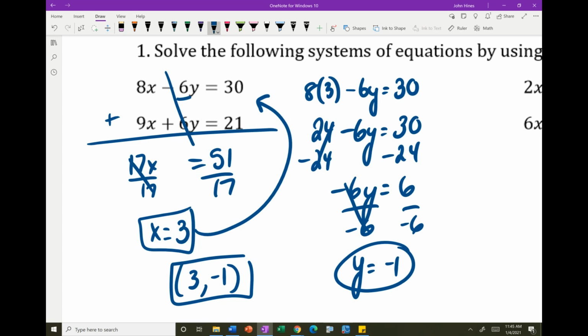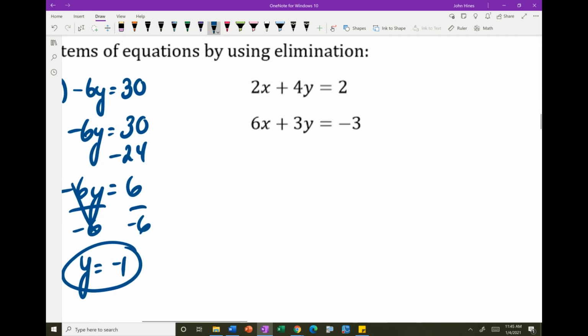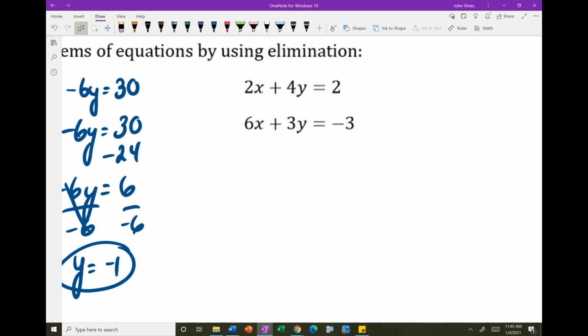I added them together because I already had opposites. That's not how it's going to be set up most of the time. Most of the time, you're going to encounter problems like this where you don't have opposites. 2x and 6x, 4y and 3y. So you've got to decide which variable to eliminate. You can always eliminate either one. I think it's easier to deal with 6 and 2 because I'm going to turn this into a -6. How? By multiplying by -3. So I'm scaling that top equation by a -3 times -3. Don't forget the plain old number times -3.